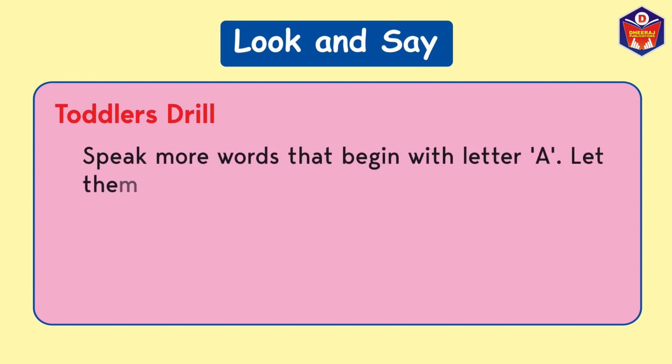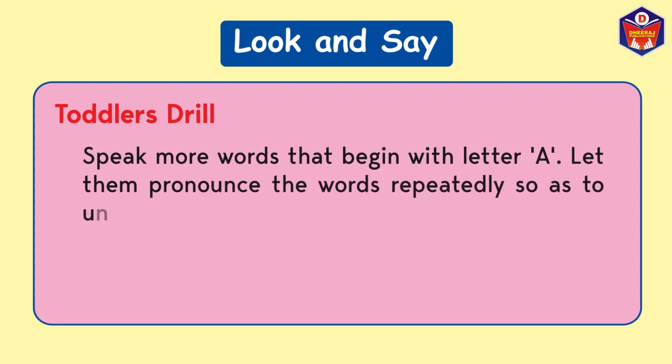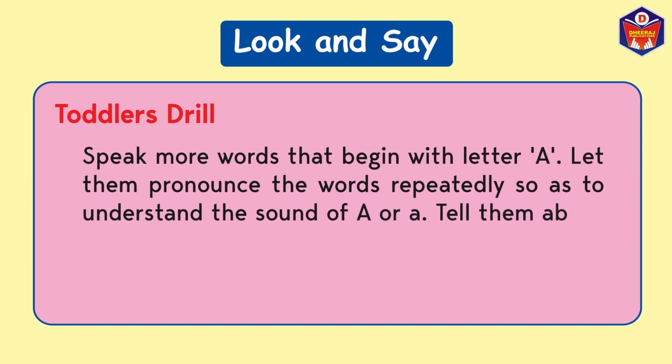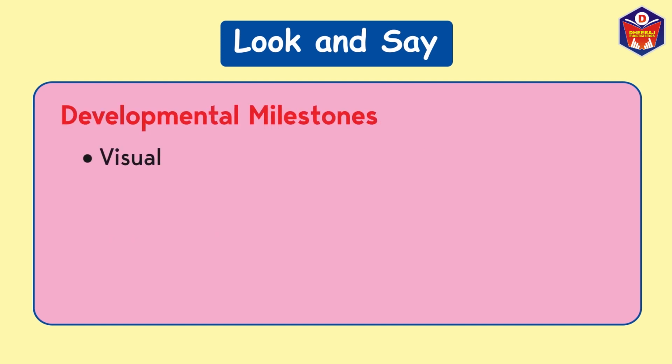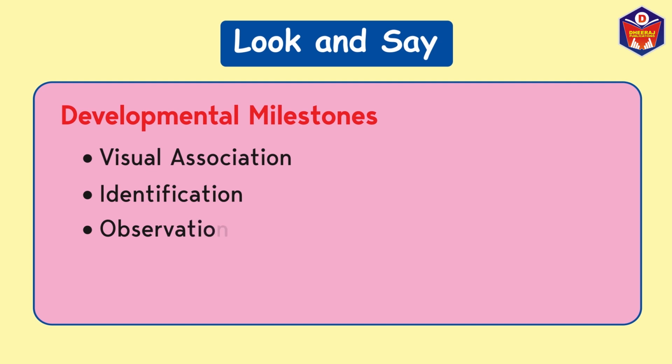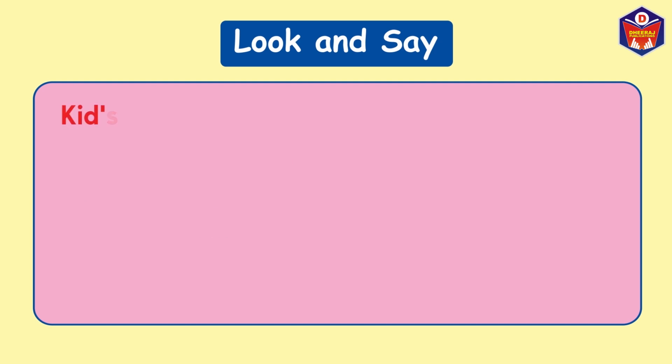Let them pronounce the words repeatedly so as to understand the sound of A. Tell them about the objects in pictures. Developmental milestones. Visual association. Identification. Observation.